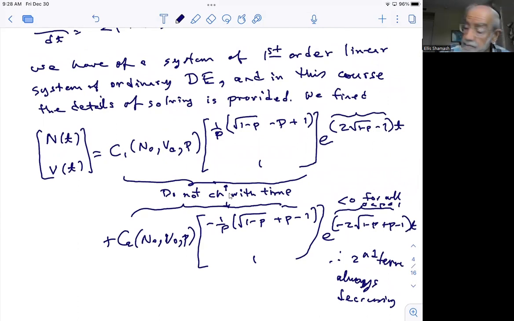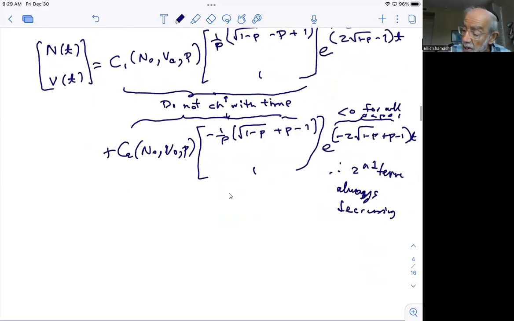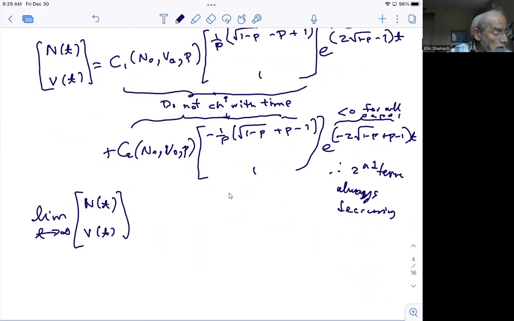It's less than 0 only if p is greater than 3/4. It's equal to 0 when p is equal to 3/4, and is less than 0 above 75% vaccinated. So then if we ask, what is the limit as t goes to infinity of n of t over v of t, we find that it'll go to 0 if the p is greater than 3/4. So then at that point, the disease gets eliminated.